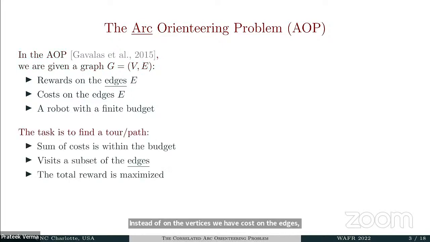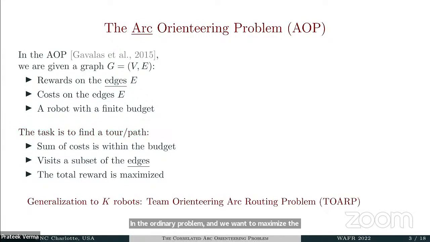And here, the task is again to find a tour such that the sum of the cost is within the budget. However, we are visiting a subset of the edges instead of a subset of the vertices in the orienteering problem. And we want to maximize the total reward that is collected from the edges. The team orienteering arc routing problem is the generalization to k-robots.